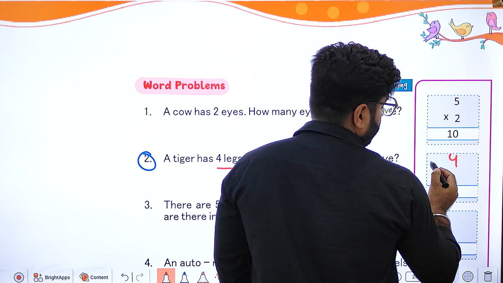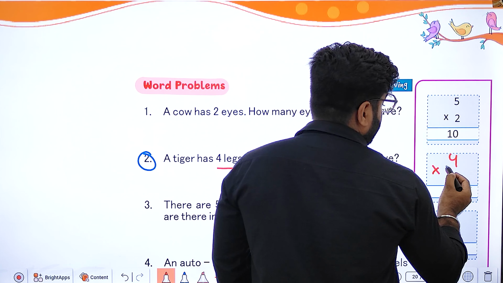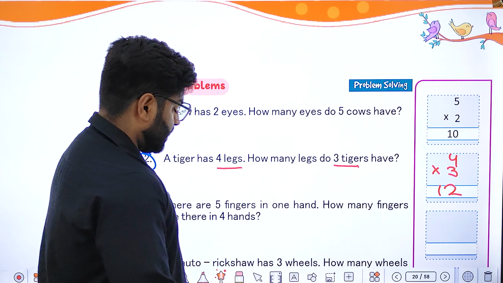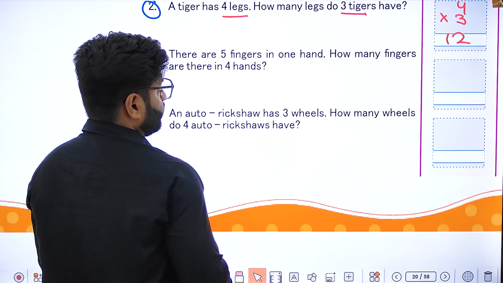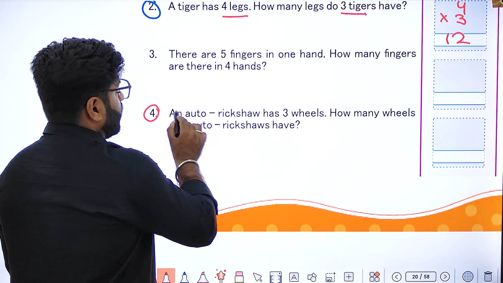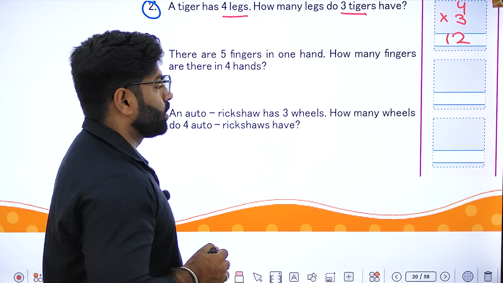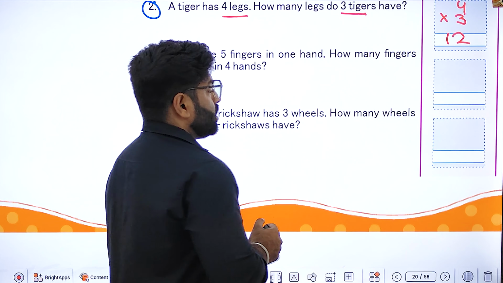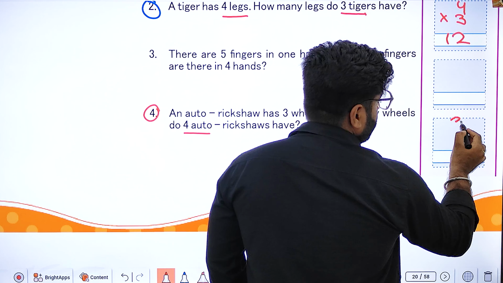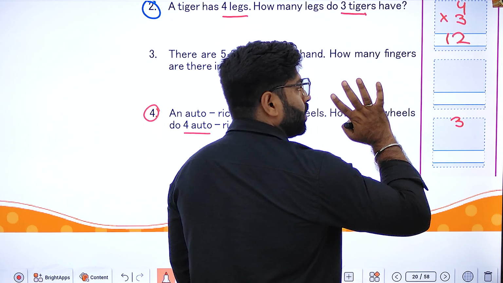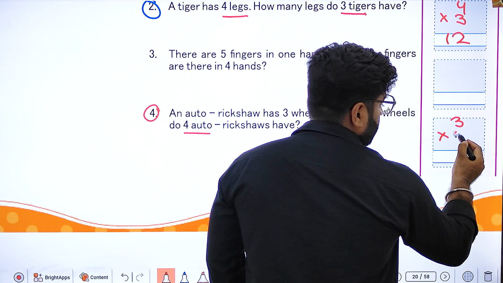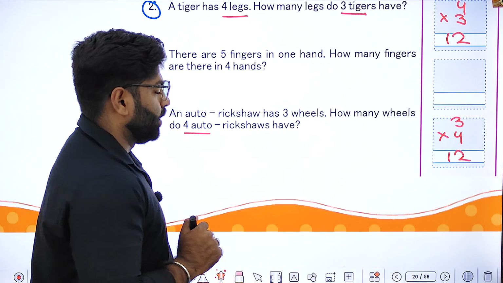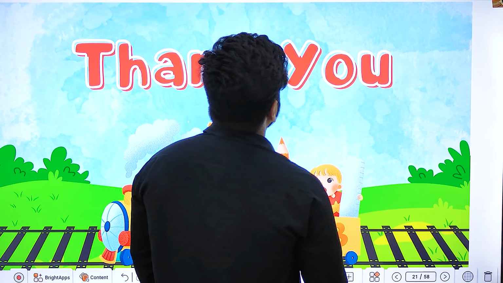We have 4 legs of one tiger, and how many tigers are there? 3. That means we have 4 3s are 12. The total number of legs is 12. Clear? Let's see the fourth part. An auto rickshaw has 3 wheels. How many wheels do 4 auto rickshaws have? We know the number of wheels in one rickshaw, that is 3, and we are asked the number of wheels in 4 rickshaws. So we multiply. Again we get the answer 12. Now come to the next part.